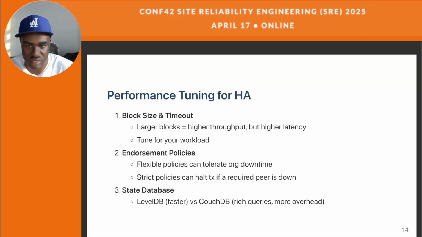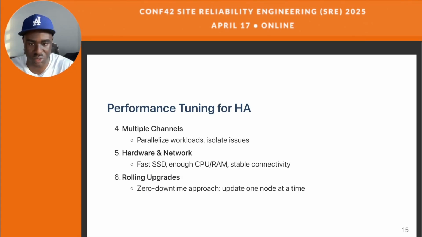That adds some form of overhead. Then you also want to have multiple channels, parallelizing workload for scalability or isolating issues. Fast SSD, enough CPU: you want to ensure that you have beefed up the hardware level, so enough CPU, memory, SSD, and even network bandwidth. Rolling upgrade: update one node at a time, so as to avoid a total outage.